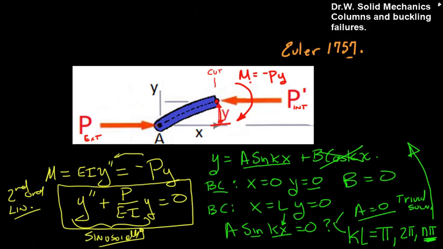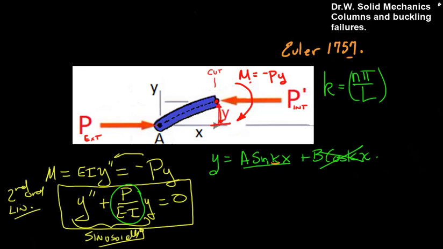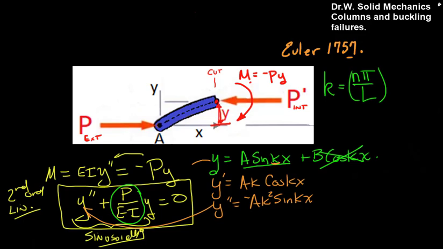So from here we can say then that k would have to equal n pi on L for our boundary condition to work. Now to determine k, we need to take two derivatives of this. So y prime would be a k cosine of kx and y double prime being negative a k squared sine of kx. And we can plug these values into our original equation and find out what's required for that solution to equal 0, as it does here.